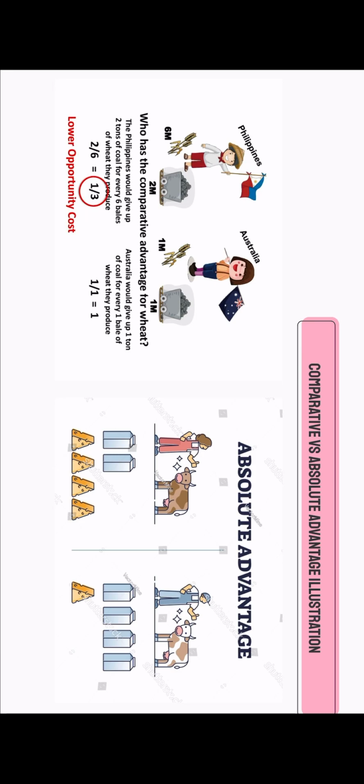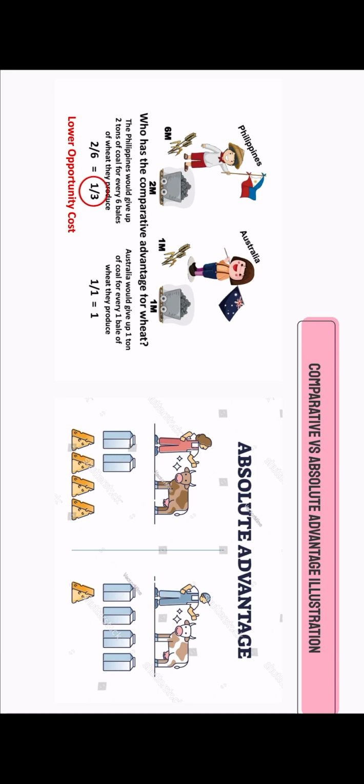The second example illustrates absolute advantage. On the left side, we see a woman with a brown cow who produces 2 cartons of milk and 4 pieces of cheese. However, on the right side, we see a man with a white cow who produces 4 cartons of milk and 1 piece of cheese.